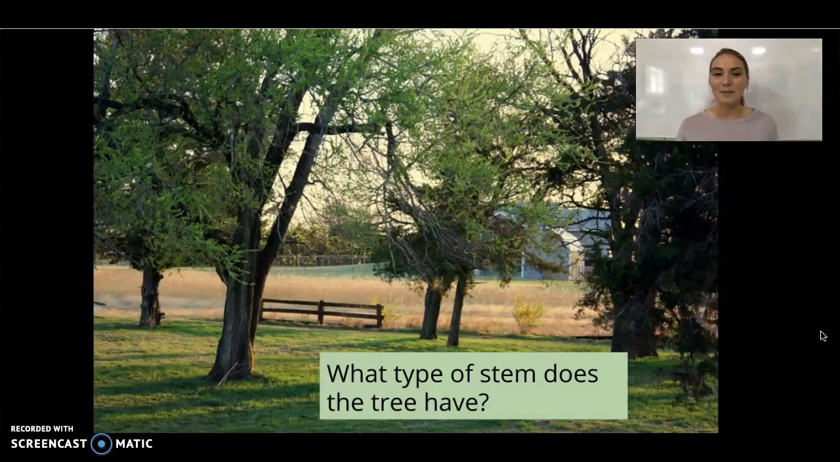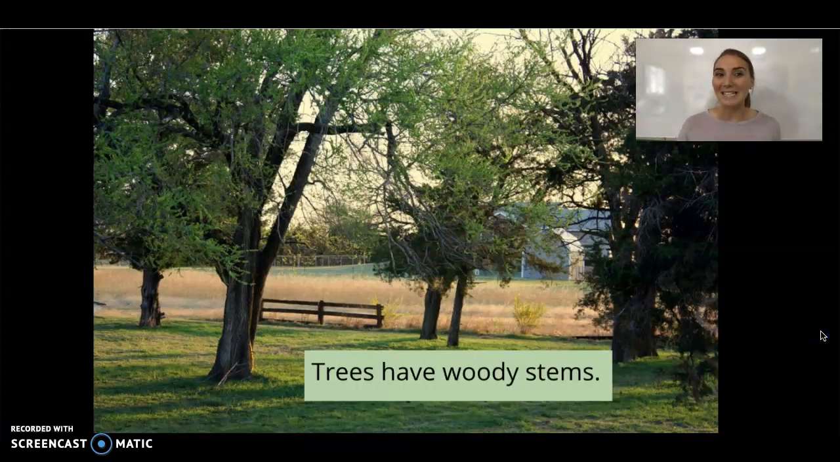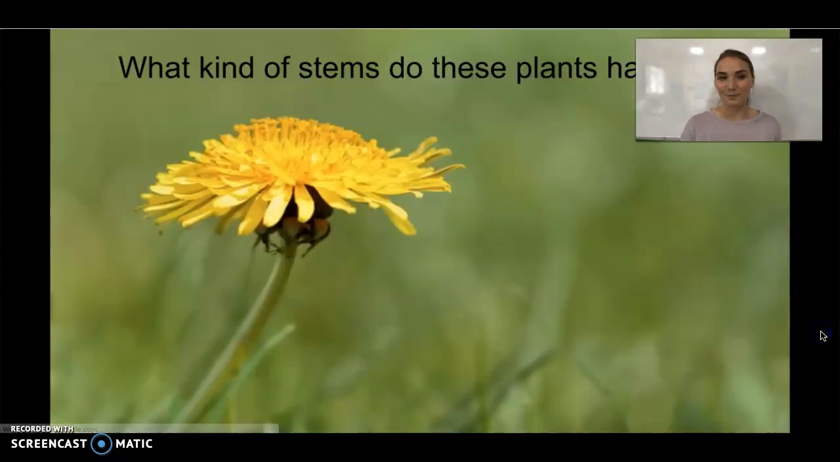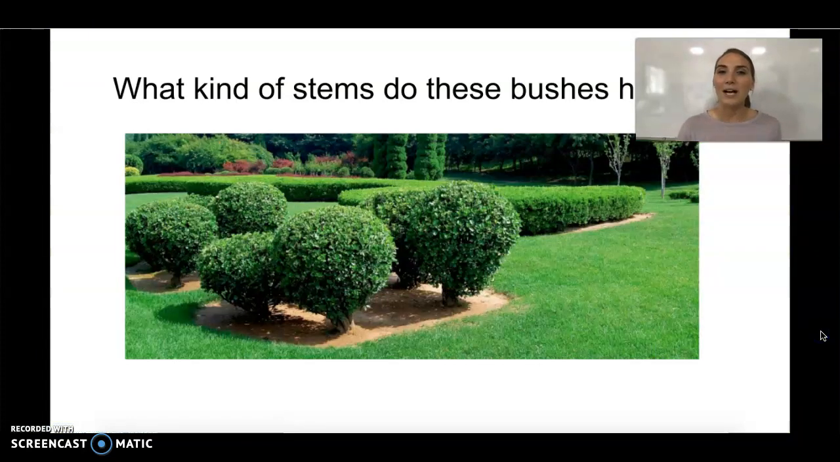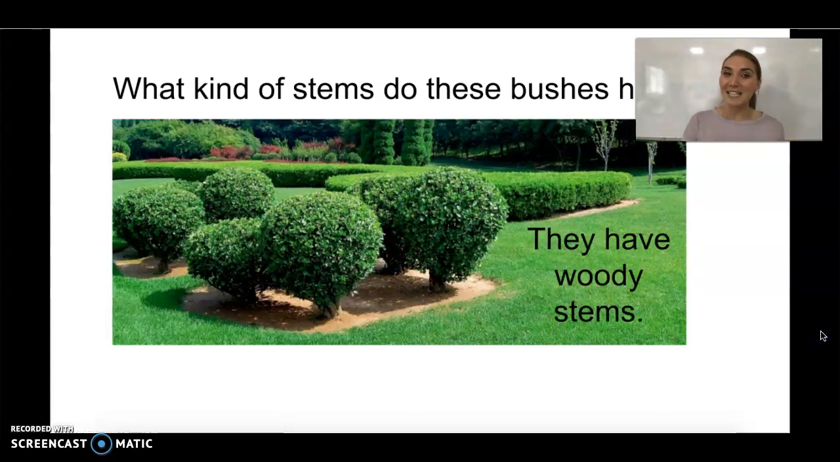What type of stem does the tree have? Trees have woody stems. What kind of stems do these plants have? Can you see the stem on this plant? This is a soft stem. What about on these shrubs or bushes? What kind of stems do these bushes have? Look carefully. Even though they are smaller than a tree, these bushes have woody stems.